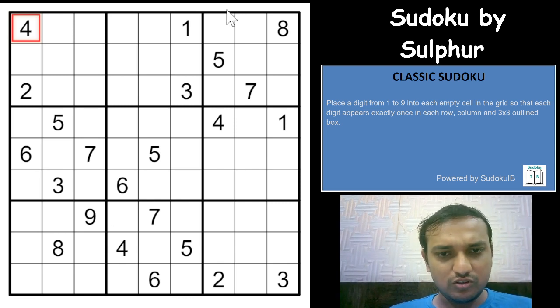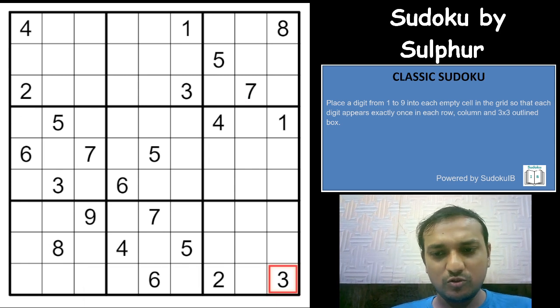The theme was kind of a paper plane. If you can see, the digits are placed in such a way that they form a paper plane here. It's amazing, and let's see if you are able to crack this Sudoku or not.